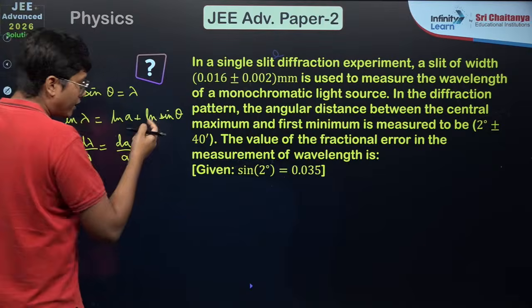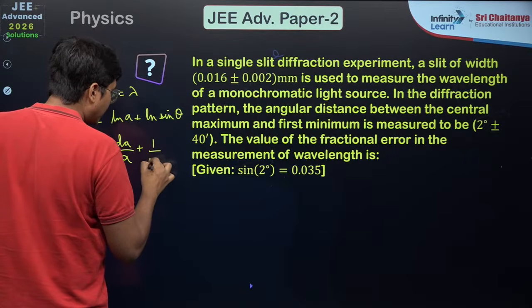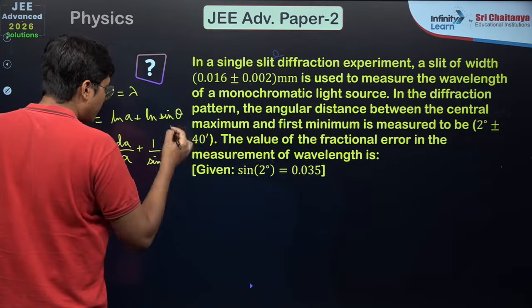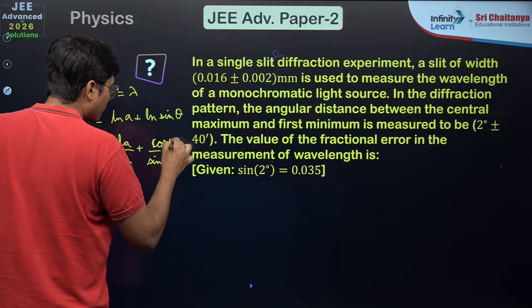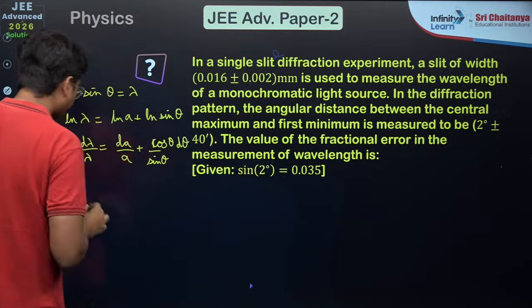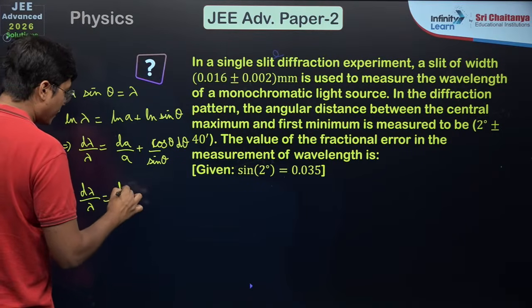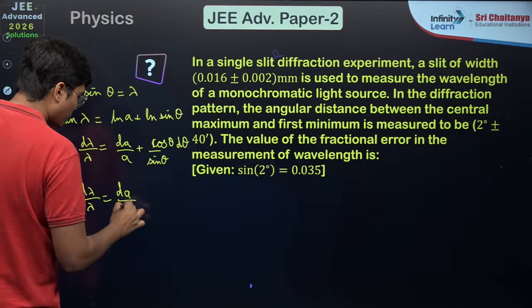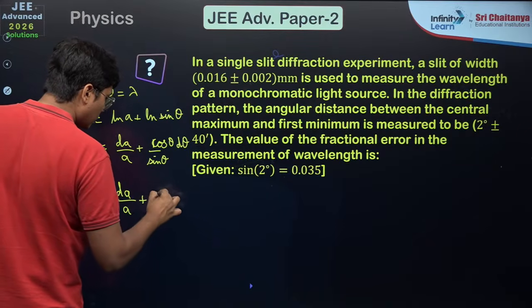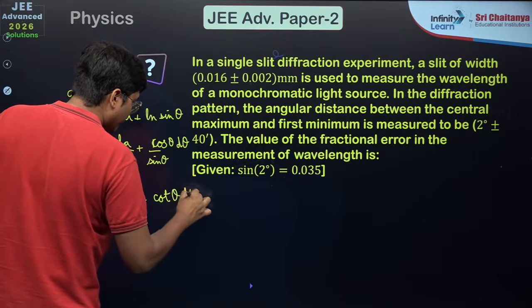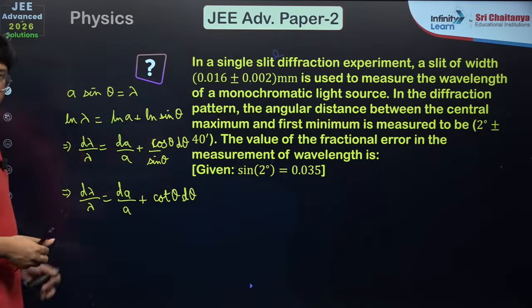And over here, if I differentiate it, I'll get a 1 by sine theta first. Then by chain rule I'll get a cos theta. And then I'll get the d theta. So my d lambda by lambda, the fractional change in wavelength, is dA by A plus cot theta d theta. Now everything is already given to you.